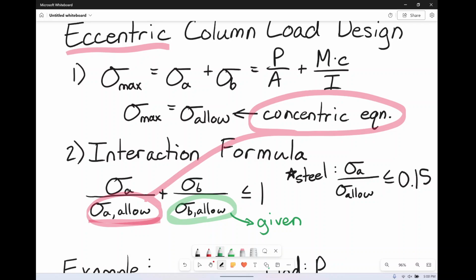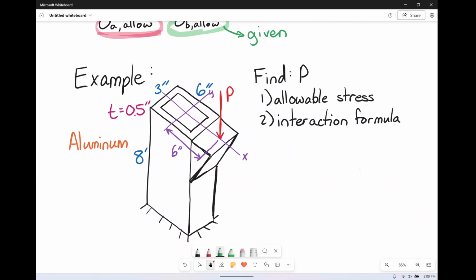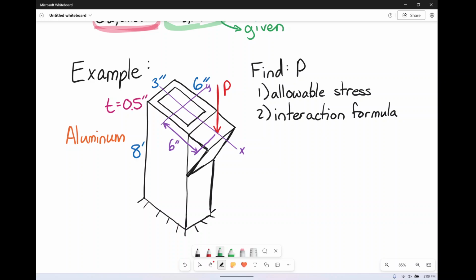So what we're going to do here in this example is we have an aluminum column. It is fixed-free. As you can see, it's free up there at the top and fixed there at the bottom. And it is a hollow shape. Yeah, we actually do have a lot of hollow steel shapes as well, but this one's going to be aluminum just because. This shape is 3 by 6, and it has a thickness of 0.5 around the rim. And of course, P is not at the center. It is 6 inches along in our X direction from the center. And on our 8-foot column, we want to find what the maximum P is, P max.